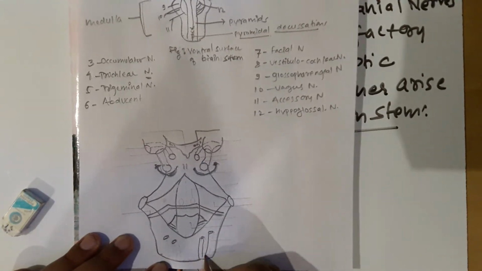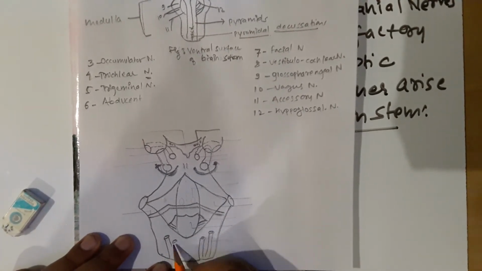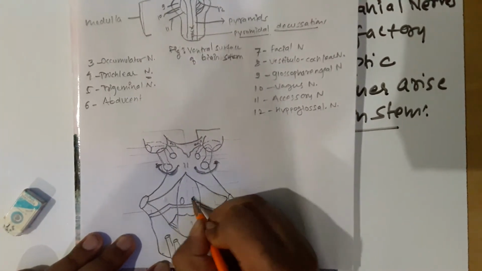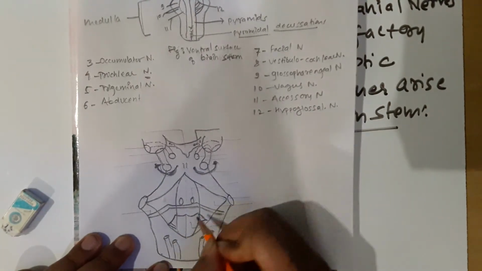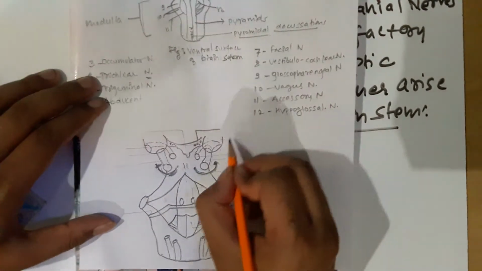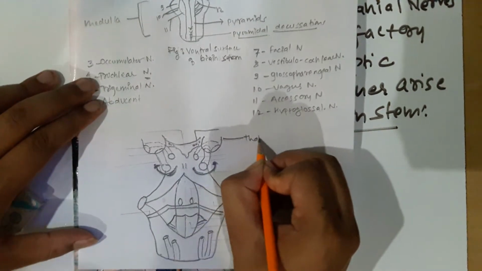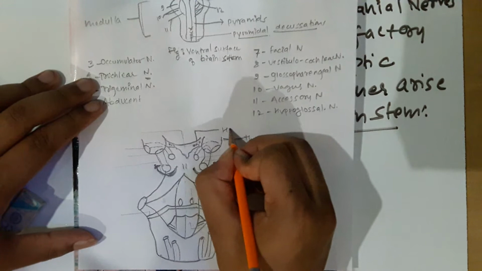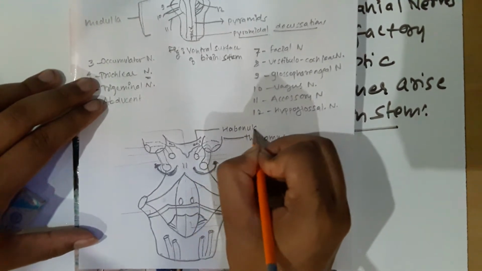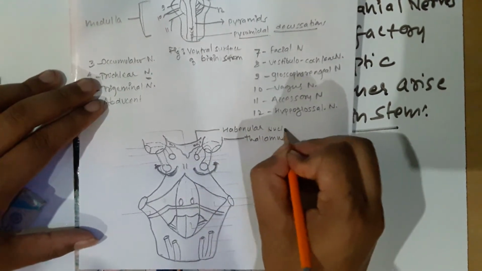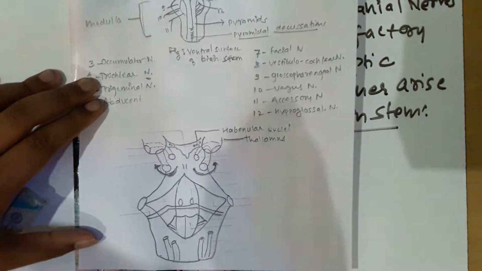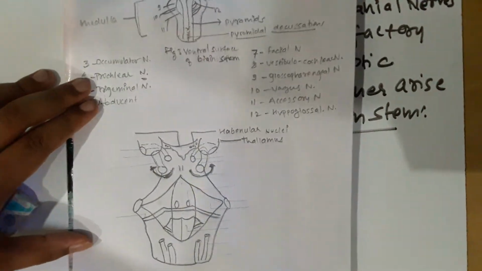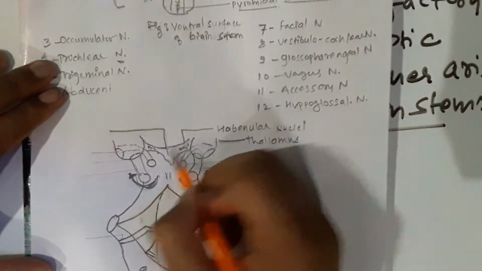So these are the fasciculus cuneatus and gracilis. This is the facial colliculus, and this is the vagal triangle. Okay, so let's label it. This is the thalamus. This is the habenular nuclei, they are in a group. I hope you are able to see it. This is the pineal gland.